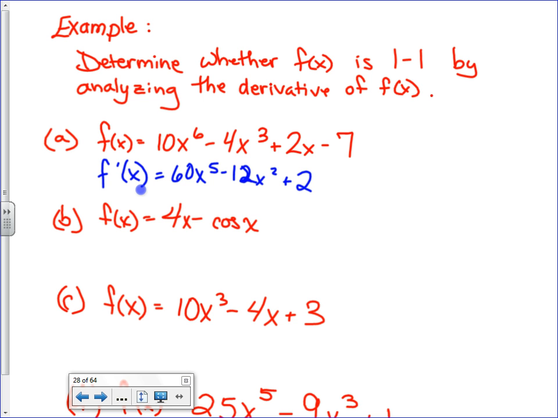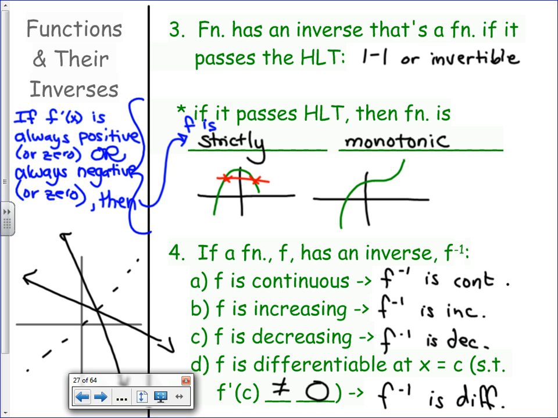How does the derivative help? We have something in our notes about 1-to-1, invertible, strictly monotonic, and a derivative. If f prime is always positive or 0, or always negative, wait. So does that mean the x's are always positive or the y's of the derivative are always positive? F prime of x. So those x's or y's? Okay. So if the y's are always positive or 0, or always negative or 0, then this works, which means that's true.